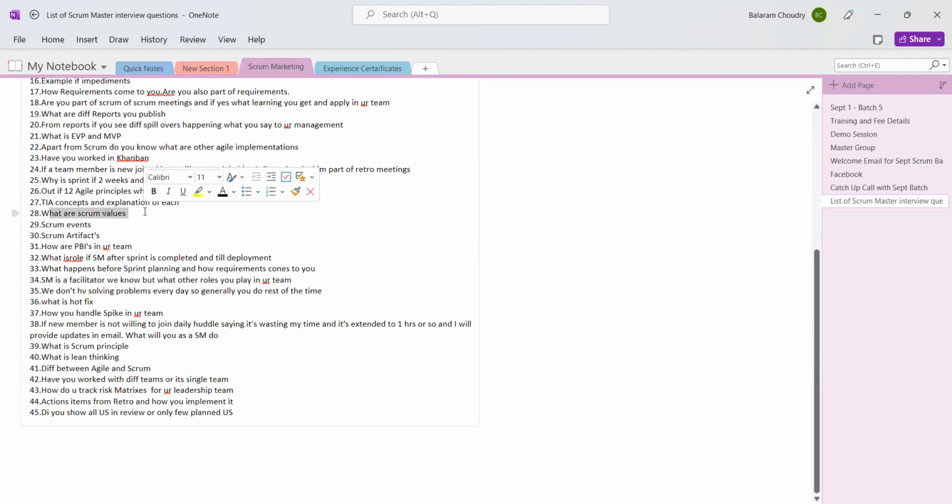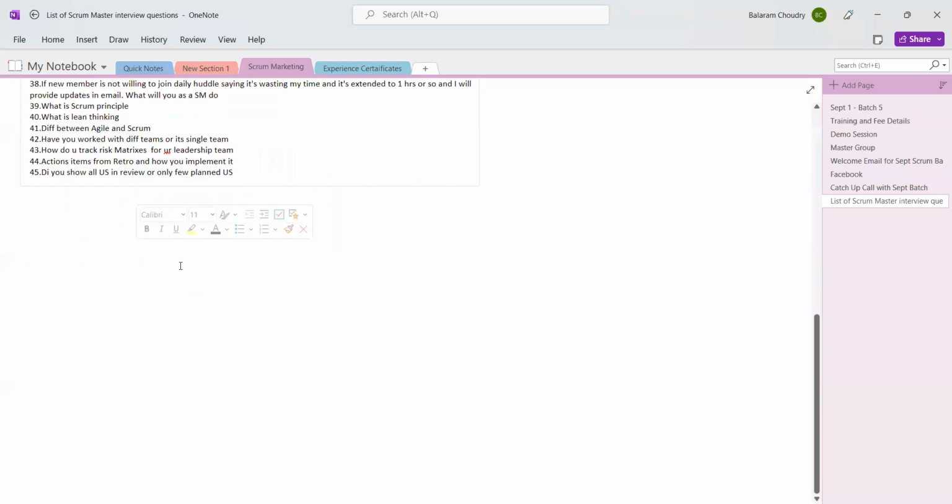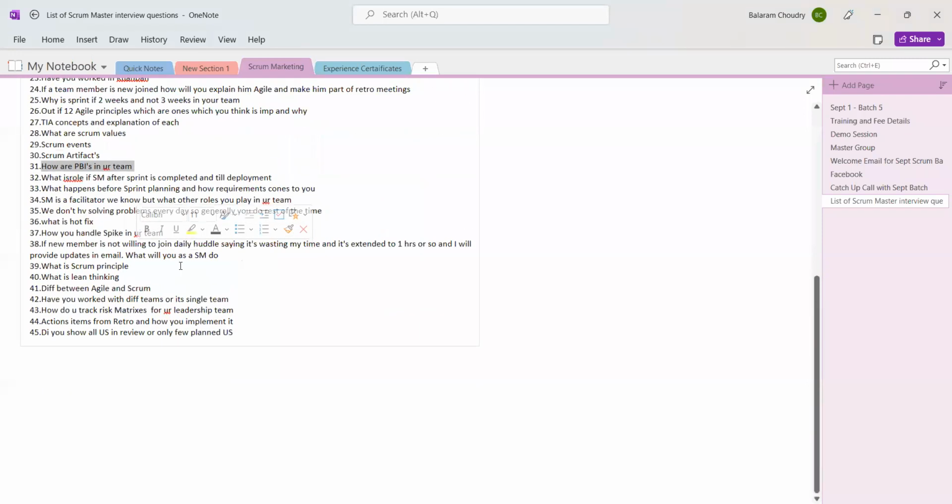What are the Scrum values? We know about Scrum values, I need not tell you. Scrum events, Scrum artifacts. How are the PBIs in your team? I told it's in the form of user stories, as product backlog items.